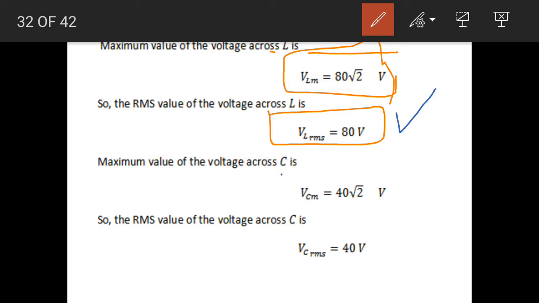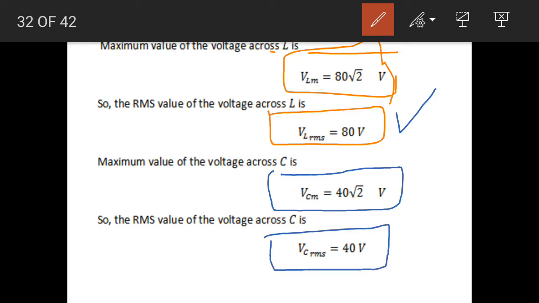The maximum value of the voltage across the capacitor is 40 under root 2. If we divide this maximum value by under root 2, we obtain 40 volt. And if we install an AC voltmeter across the capacitor, the AC voltmeter reads 40 volt.